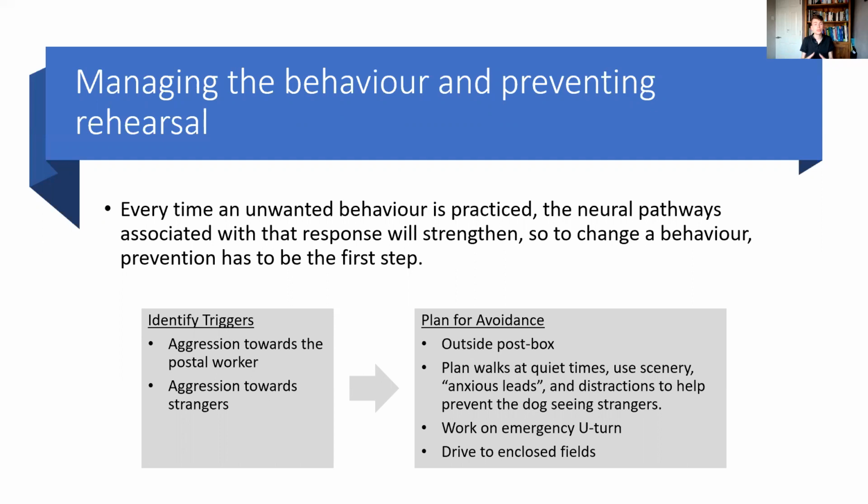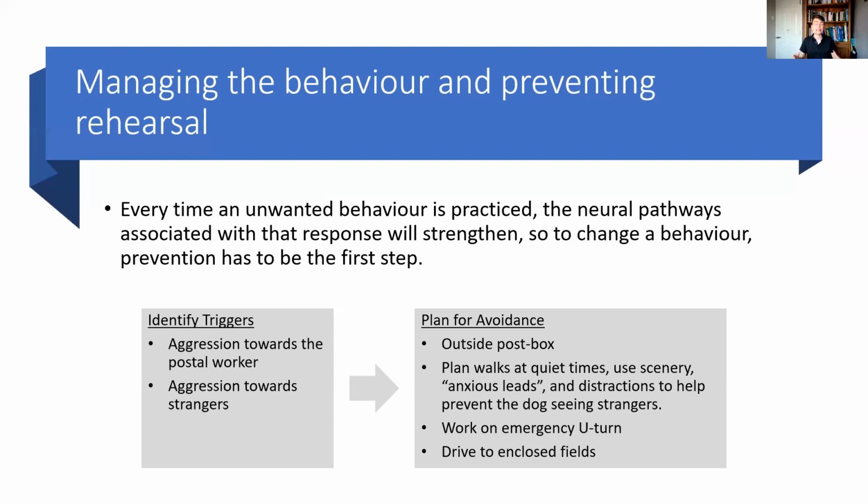So the next thing you've got to do, if you've got a dog that's experiencing some aggression, is manage the situation so that aggression is not being triggered. For example, if you've got aggression towards a postal worker, you might do something like installing an outside post box until you've worked with a behaviourist to overcome that fear. If you've got aggression towards strangers, again, there's all sorts of things you can do in these scenarios. You can plan walks at quiet times.